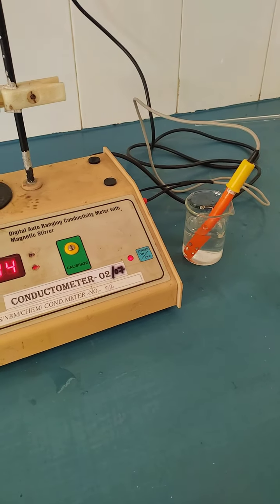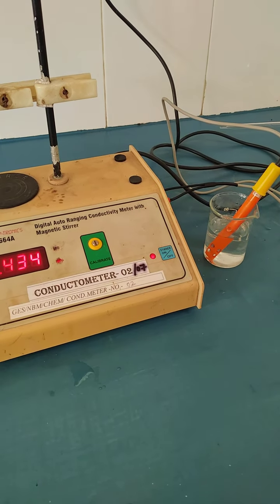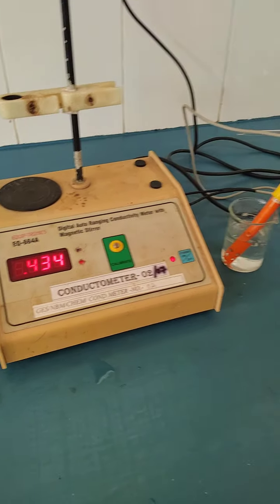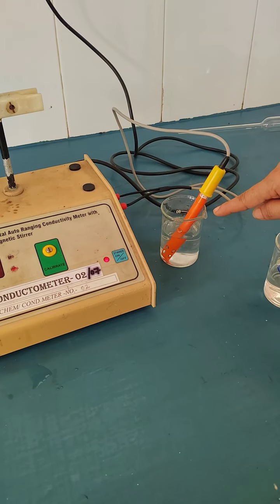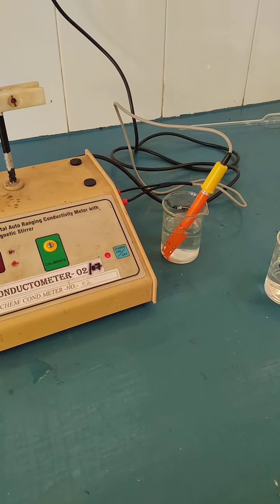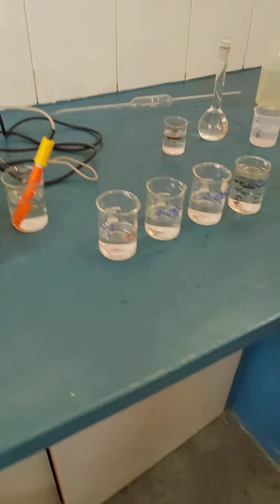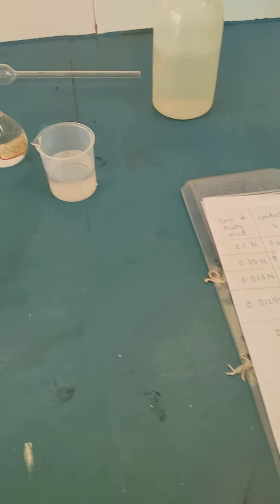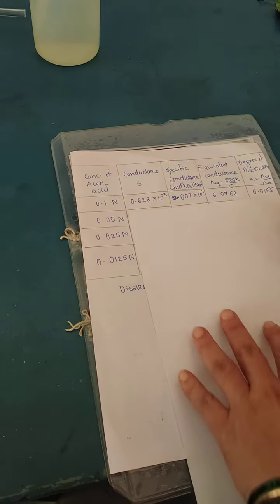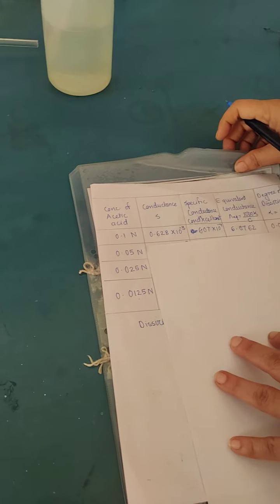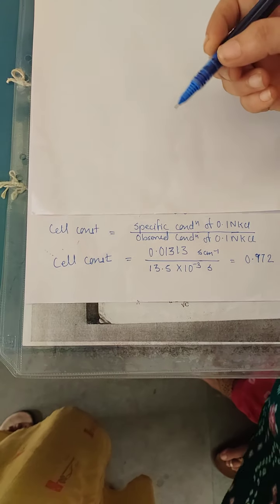Once these readings are over, clean your conductivity cell with conductivity water, switch off your instrument, and then go for your calculation. So in this tabular form, let us start with the calculation.